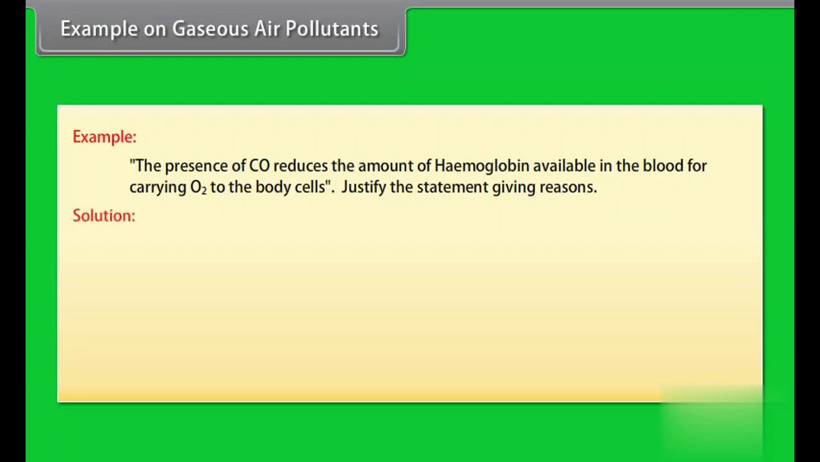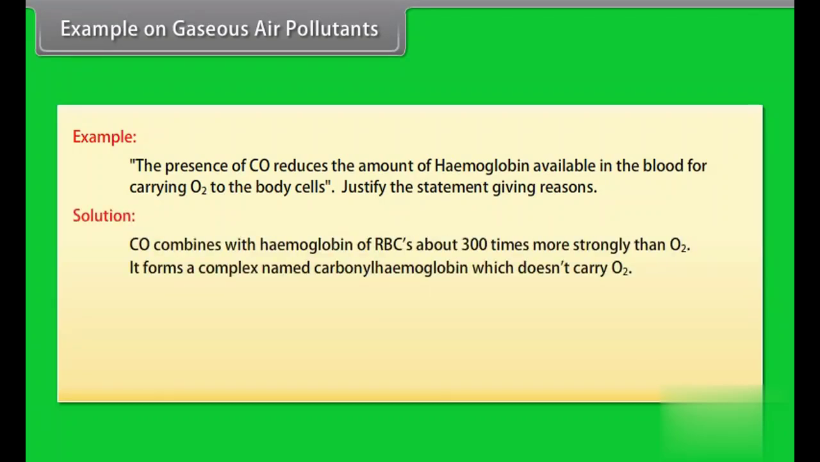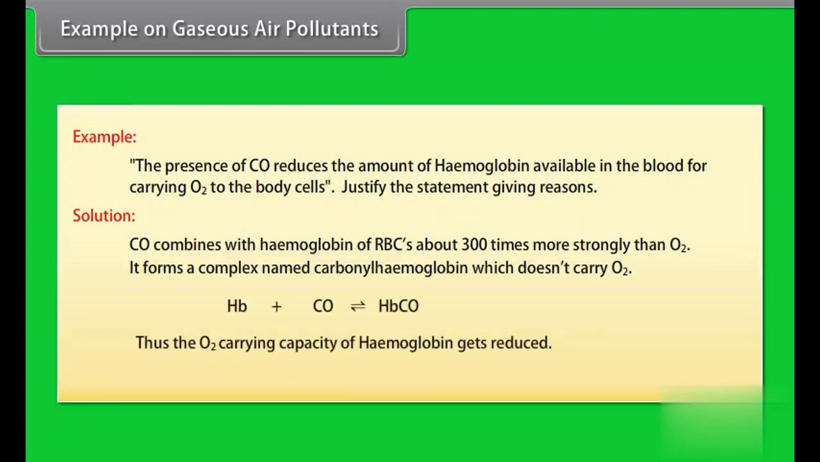Let's see the solution. CO combines with hemoglobin of red blood cells about 300 times more strongly than O2. It forms a complex named carboxyhemoglobin which doesn't carry O2. Thus, the O2 carrying capacity of hemoglobin gets reduced.